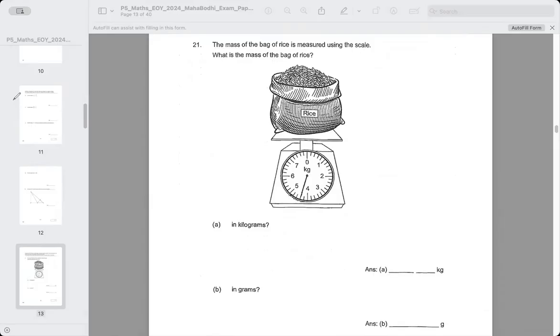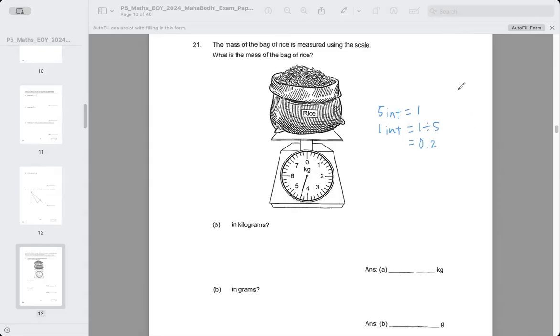The mass of a bag of rice is measured using the scale. What is the mass of the bag of rice? So here you have your weighing scale. First thing first, we need to know one interval is how much. From 0 to 1, I have 5 intervals. It's 1 kg. So one interval will be 1 divided by 5.